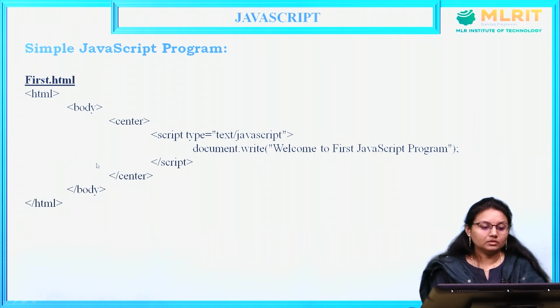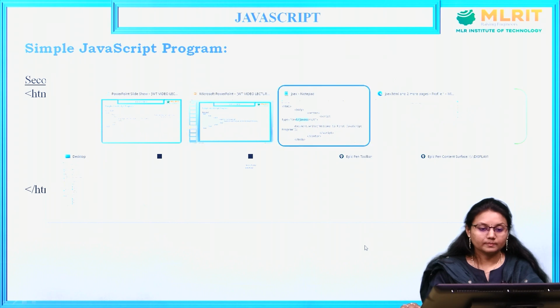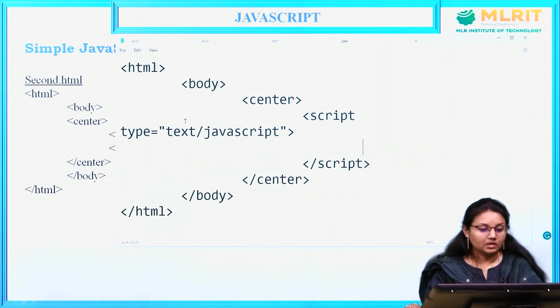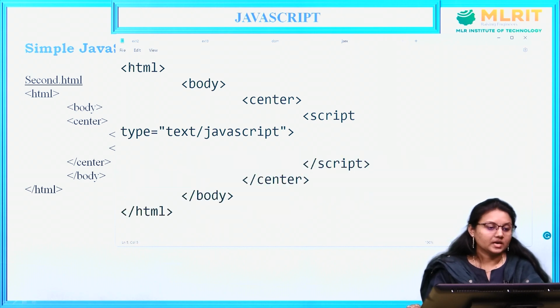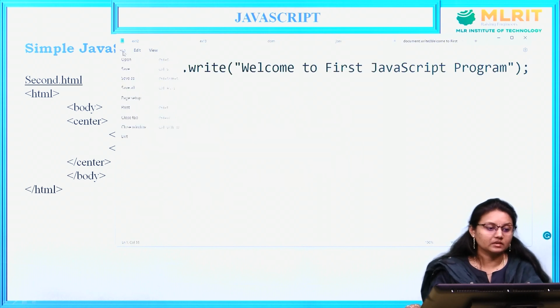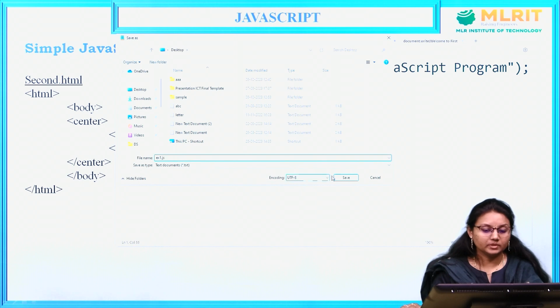we can also write this JavaScript externally, where I am writing the external JavaScript here using the source. Source you have to give and you have to save your program with that name. So what I do here is take that notepad. This document, whatever code I have written here, I am taking out. And I just want to take a new tab and save it. So here I will save it as ex1.js. So this is my JavaScript.